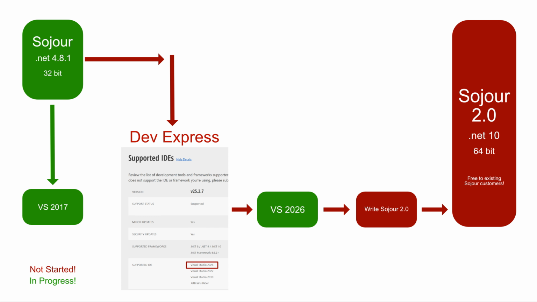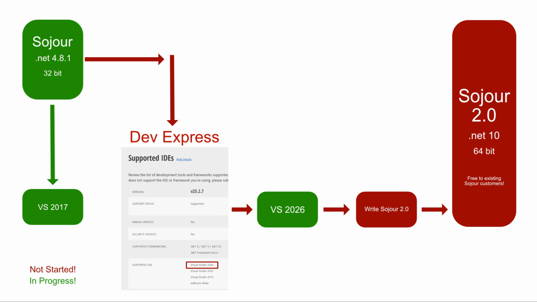And that's great, because it means that I can actually download 2026 and use it. And that's why it's green on the diagram there, because I have been using it. Not on Sojour 1, because I can't, and we'll explain why in a minute or two. But I have been using it, and it's actually a pretty good dev environment.